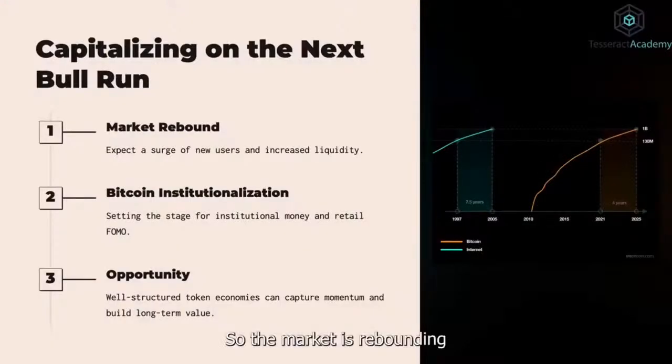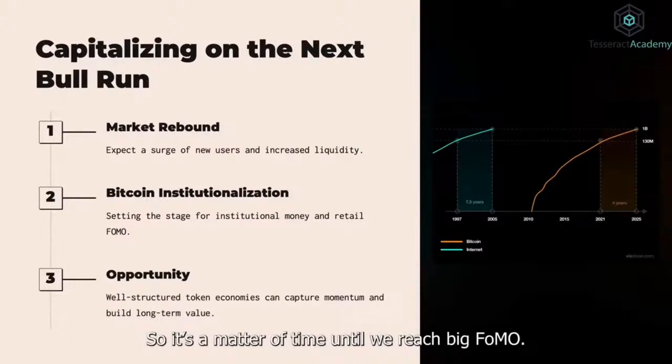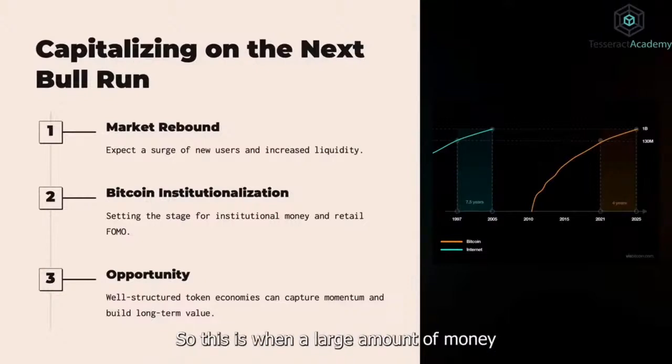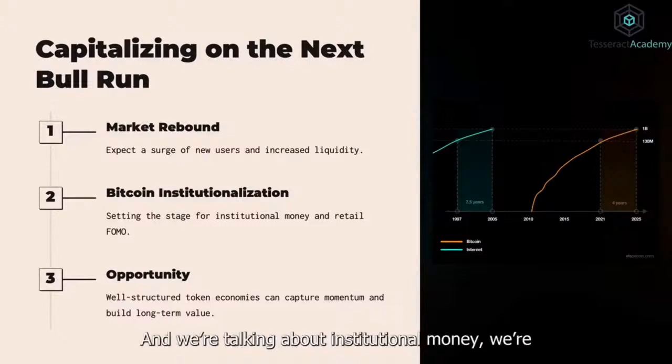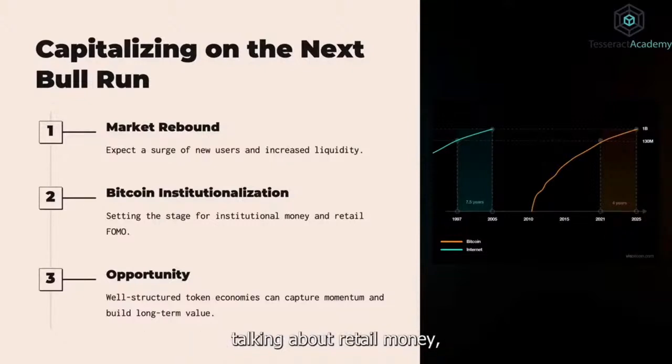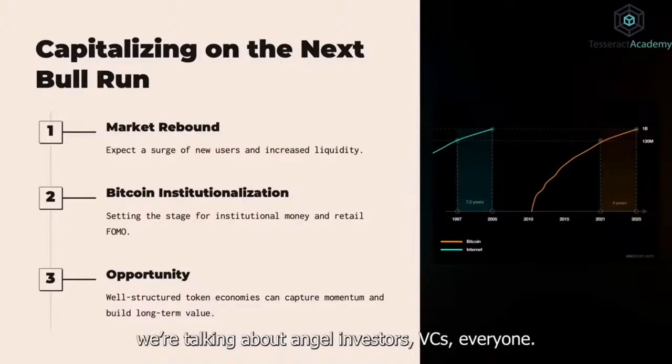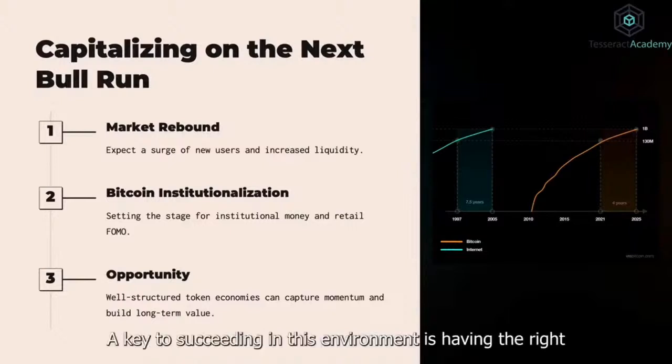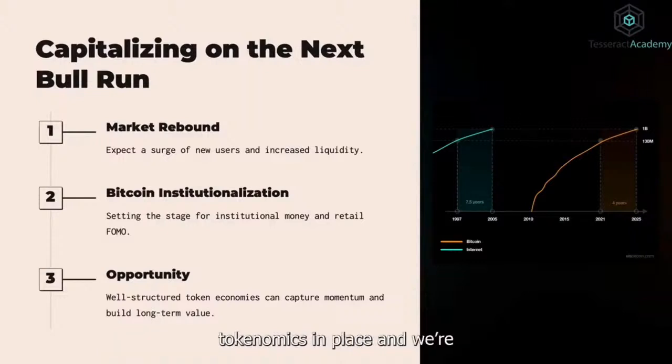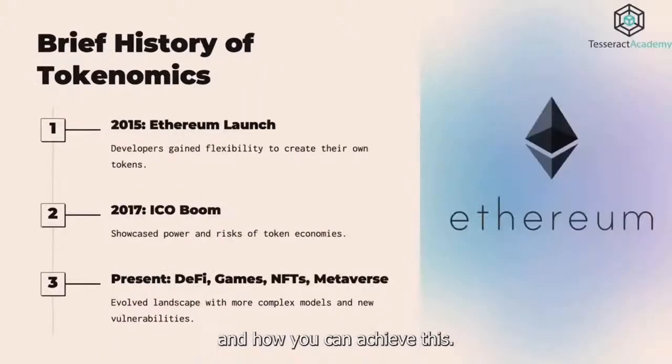So the market is rebounding, and what we're witnessing right now is a surge of new users and more liquidity. So it's a matter of time until we reach peak FOMO. This is when a large amount of money will flood into the market, investing in different projects. And we're talking about institutional money, retail money, angel investors, VCs, everyone. A key to succeeding in this environment is having the right tokenomics in place. And we're going to explain more about tokenomics and how you can achieve this.